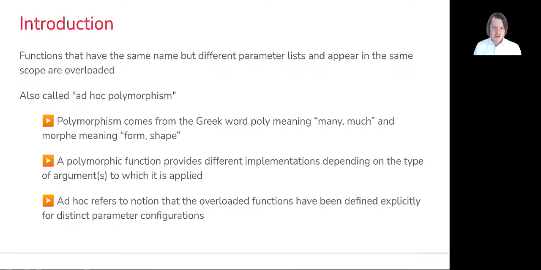Function overloading is also called ad hoc polymorphism. Polymorphism comes from the Greek word poly, meaning many, much, and morphia, meaning form or shape. A polymorphic function provides different implementations depending on the type of arguments to which it is applied. Ad hoc refers to the notion that overloaded functions have been defined explicitly for distinct parameter configurations.